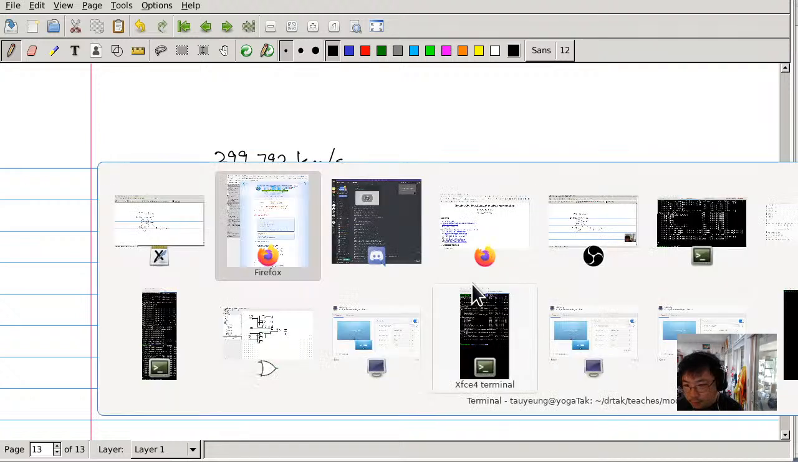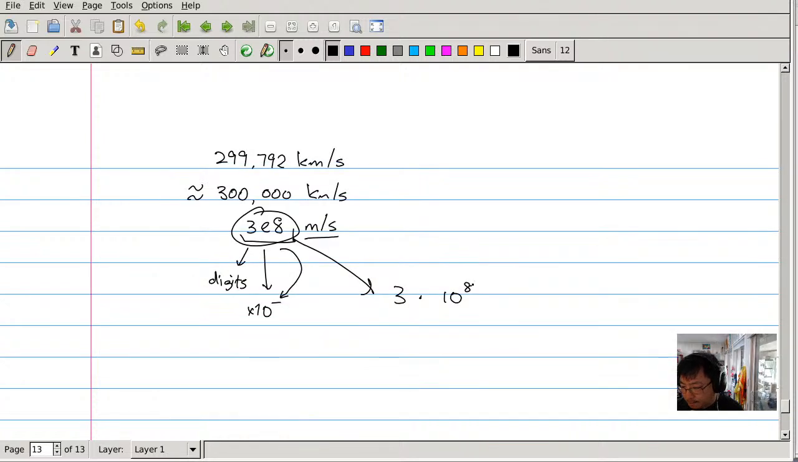Are we okay so far with understanding what scientific notation is? All right, let's use another example. Scientific notation is very compact, right? In this case, I would have used a lot more digits to express 3 times 10 to the power of 8, and scientific notation makes it really easy to specify the same quantity.